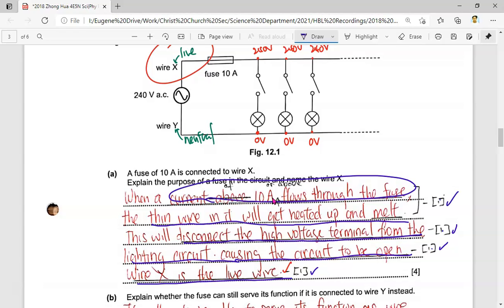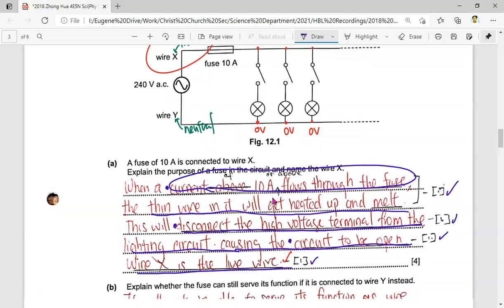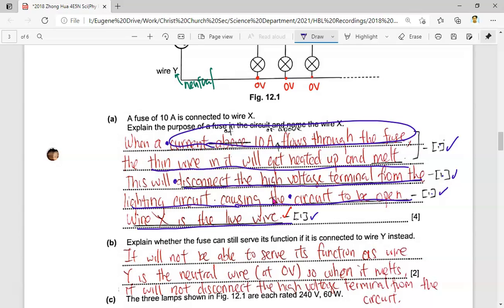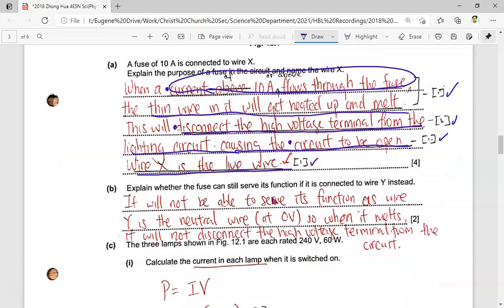So I repeat again for this one. By saying that when the current is too high, it will cause the wire in it to be heated and melt, 1 mark. Another mark goes to disconnecting the high voltage terminal from the lighting circuit. That's 1 mark. And the last one goes to causing the circuit to be open. Because how do you disconnect? It's to open the circuit. The last one, wire X is a live wire. So that's the 4 points to cover for this elaboration.